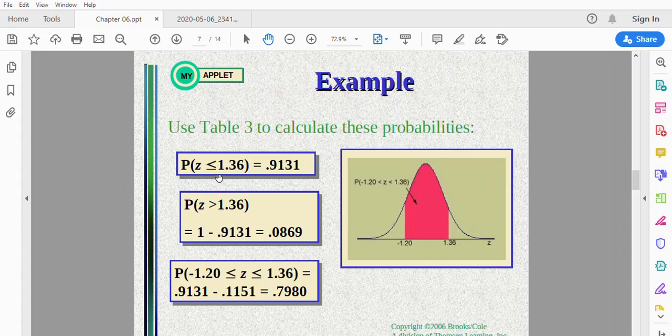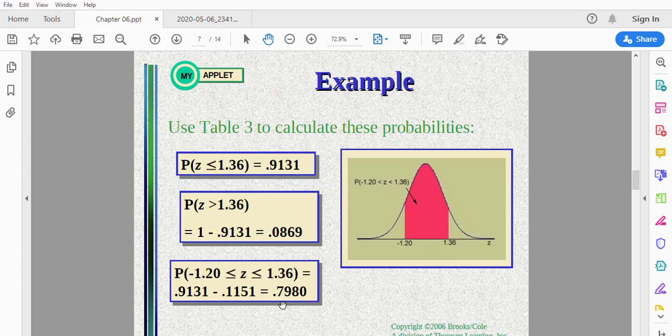Okay, so this is the example given: for 1.36, we will get this total area. When it's greater, we will get this area, which is 0.869. When it's between these 2 points, how do we calculate? We need to minus this total area with this total area. This total area, until this point, is 0.9131, but this area from the end until negative 1.2 is 0.1151, which means if we minus it, we will get the middle probability, negative 1.2 to 1.36.